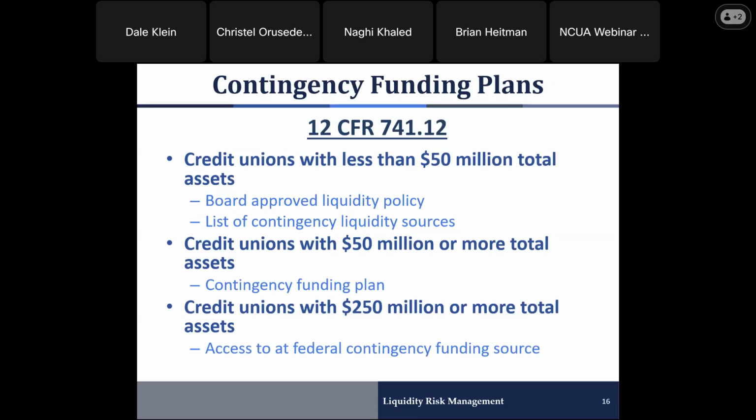The expectations for contingency funding are set in Part 741.12 of NCUA's regulations and are spelled out on the slide. So rather than read them, I will discuss the critical components. First, considering the potential need for contingency funding means a credit union funds regular operations.